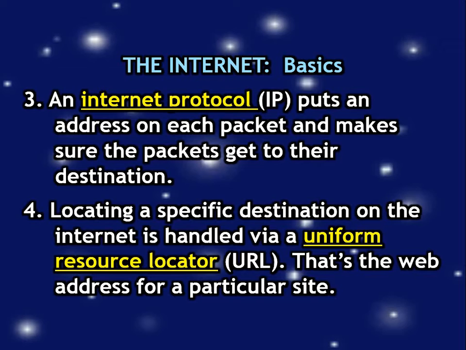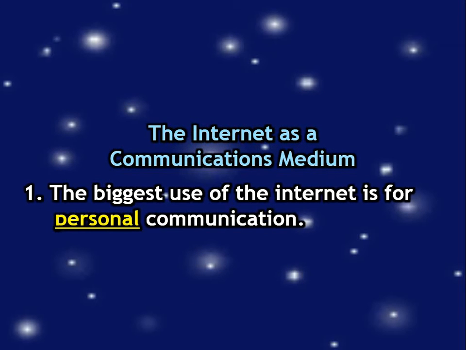And locating a specific destination on the internet is handled via a Uniform Resource Locator, or a URL. And that's the actual web address for a particular site. So when you are looking for information from a website, that is the URL, whatever your .com or .org or .net or .whatever is.